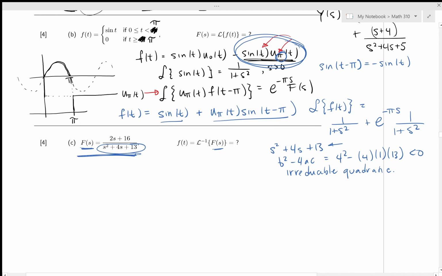So I will not be doing partial fractions, because I can't factor it over the reals. So I want to complete the square. Completing the square on s squared plus 4s plus 13, that is s plus 2 squared plus 9.